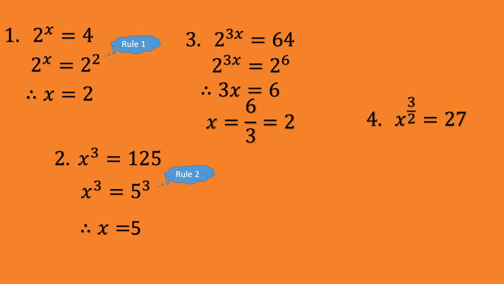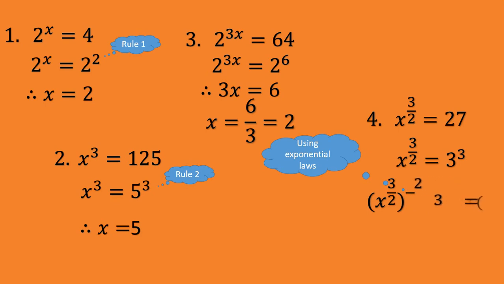In my next example, I've got the fraction x to the power 3 over 2 equal to 27. Again, we need to find a way to make bases the same or exponents the same. We can see 27 can be written as 3 to the power 3. But the exponents are not the same. We've got a 3 over 2 here and a 3. If we look at our exponential rules, we can change that 3 over 2 by multiplying by its inverse, meaning the opposite. 3 over 2 becomes 2 over 3. We multiply with that as an exponent.